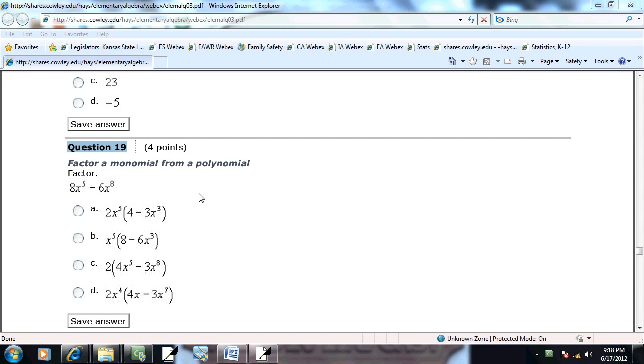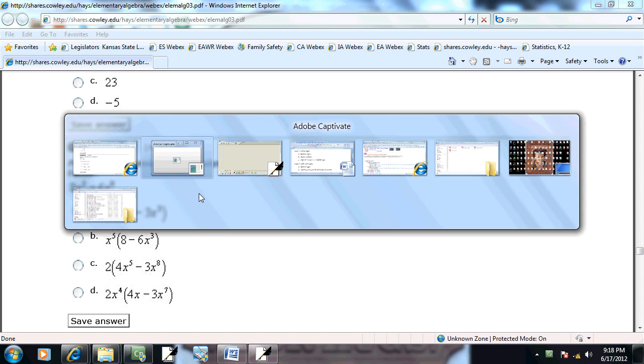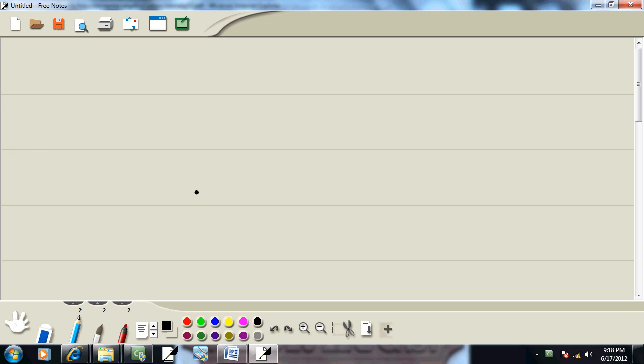Let's look at problem number 19. It's a factoring problem. Got 8x to the fifth minus 6x to the eighth. First, I'm going to do it the way that I know they're looking for.